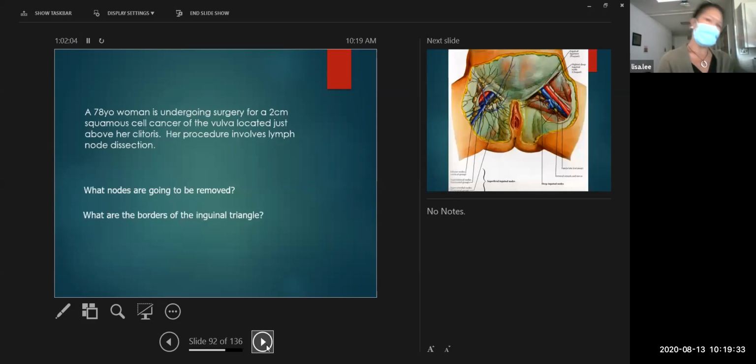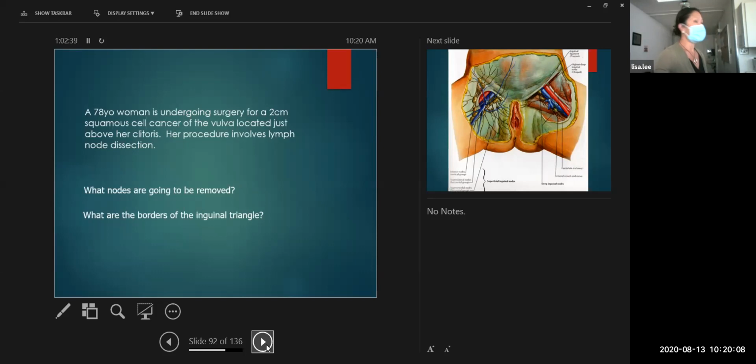Okay, 78, last set, guys. A 78-year-old woman undergoing surgery for a 2 centimeter squamous cell cancer of the vulva, located just above her clitoris. Her procedure involves lymph node dissection. What nodes are we taking out? Groin nodes, right? We're going in the groin. I'm not making an abdominal incision to do this, and I'm not doing this laparoscopically. I'm going to be taking out the nodes in her groin.